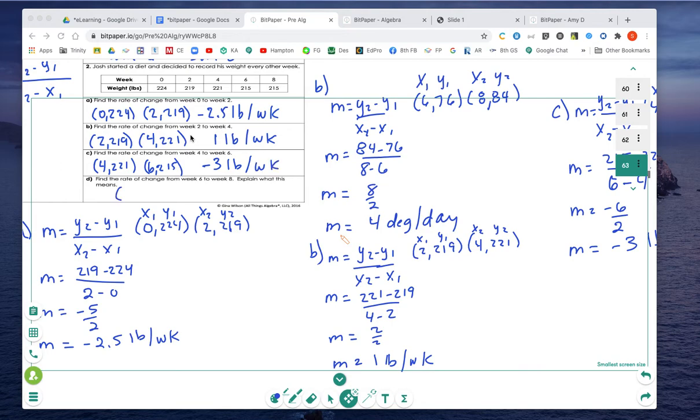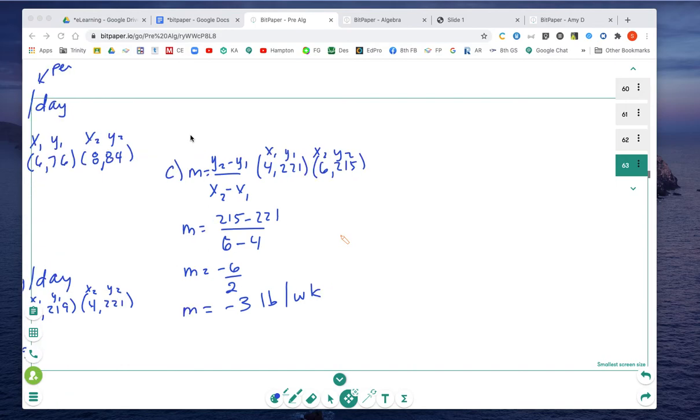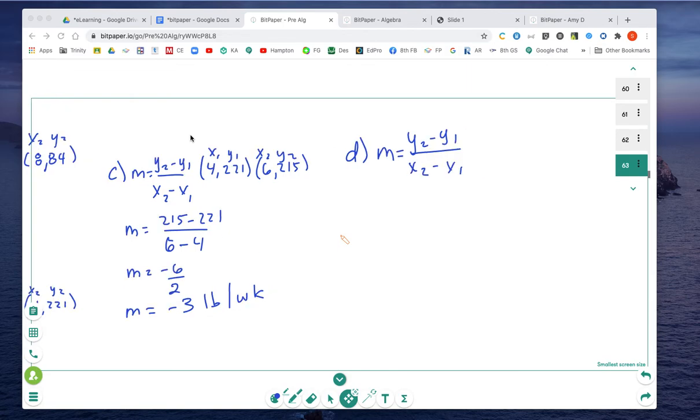Okay, the last one that we're going to look at is going to be from week 6 to week 8. So this is going to be 6, 215 and 8, 215. Okay, so let's go ahead and go to D. M equals Y2 minus Y1 over X2 minus X1. My ordered pairs are 6, 215 and 8, 215. X1, Y1, X2, Y2. M equals 215 minus 215 over 8 minus 6. Now you'll notice that my weight is exactly the same.